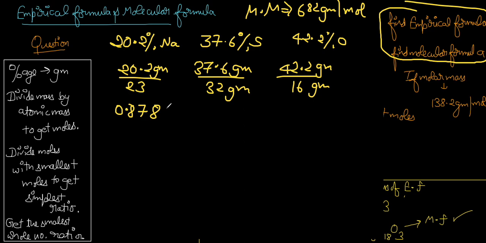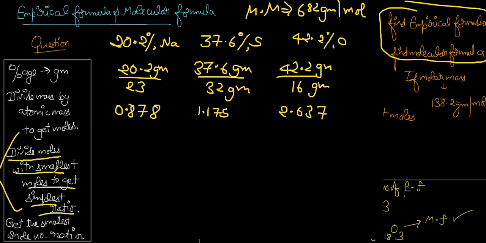37.6 divided by 32 is coming out to be 1.175. These are the moles of sulfur. Then 42.2 grams divided by 16 grams is coming out to be 2.637. So these are the moles. Then we had to divide the moles with the smallest moles to get the simplest ratio. The steps are written here in front of you.